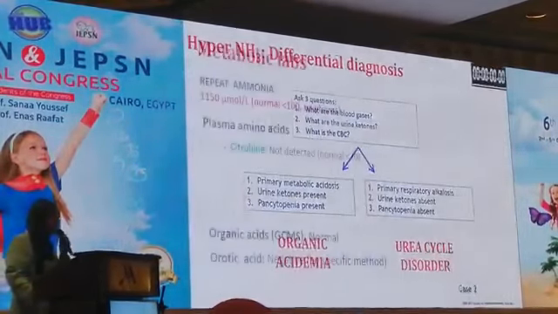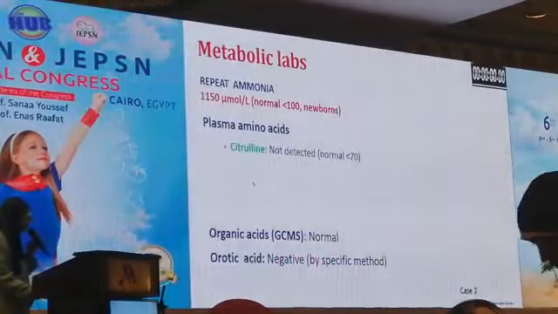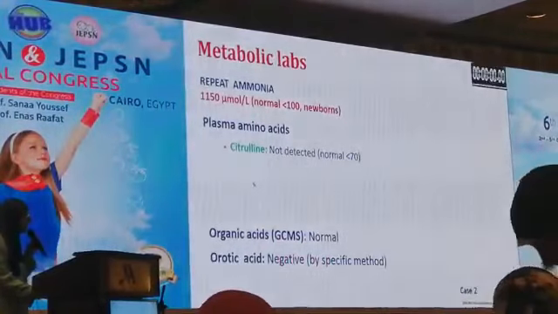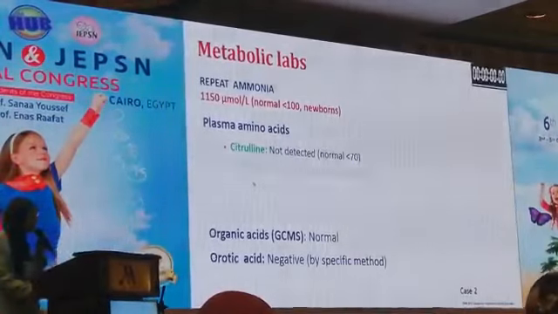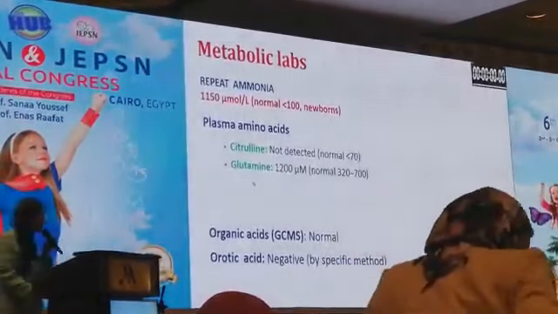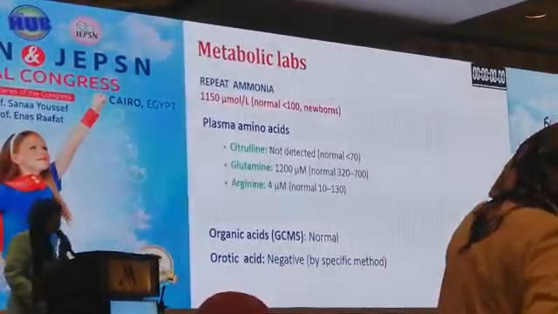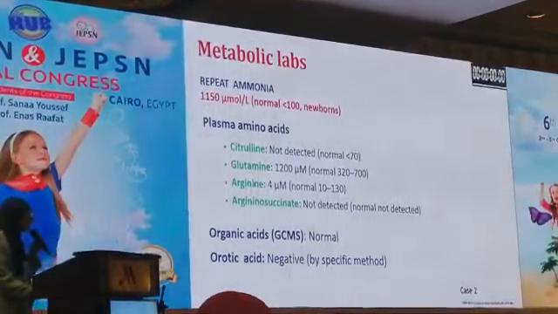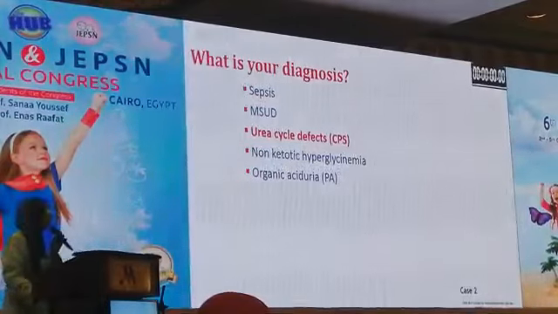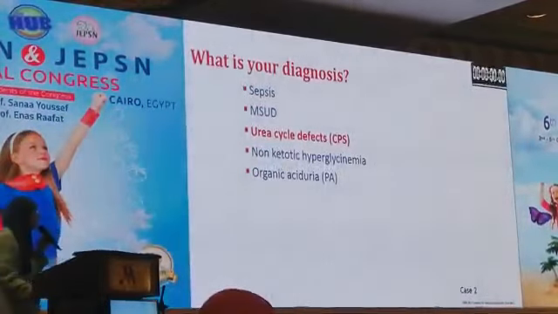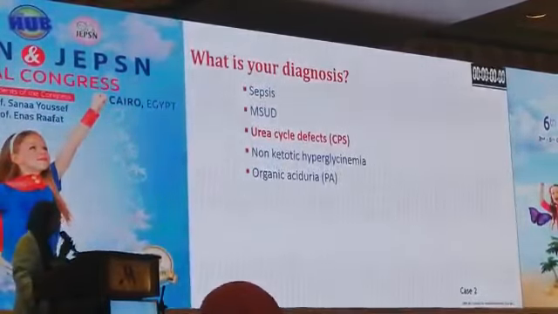And also, the same as I said in the previous report, I found that the baby had high ammonia, 1150 micromole per liter. Plasma amino acids were really not detected, glutamine 1200, arginine was normal, argininosuccinate not detected, organic acid as well as orotic acid were negative. I have to think of urea cycle disorder, especially CPS1, which is carbamoyl phosphate synthetase 1.